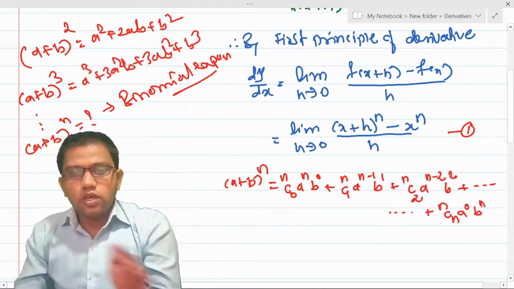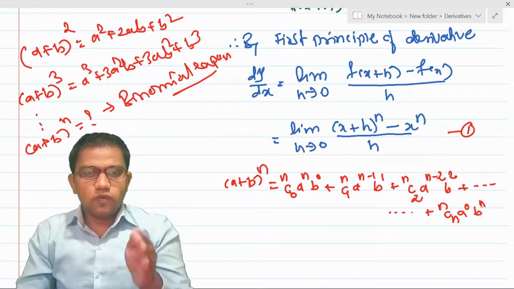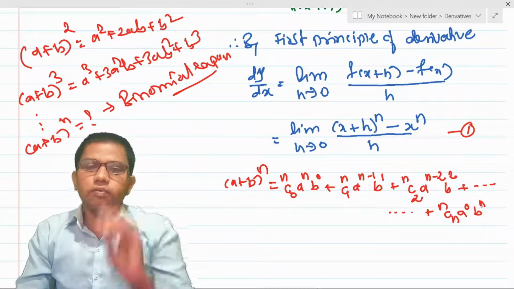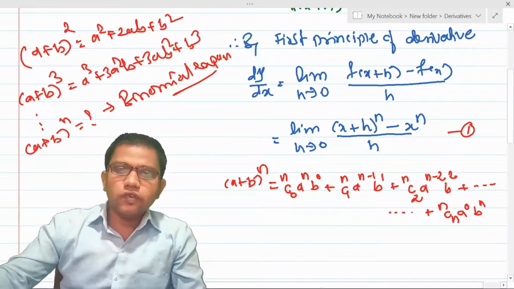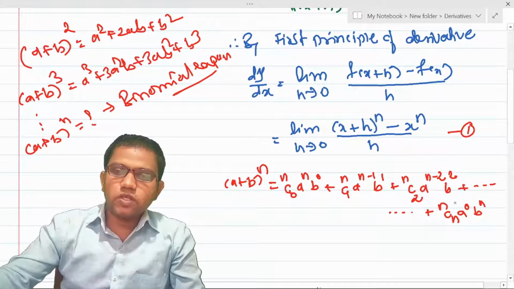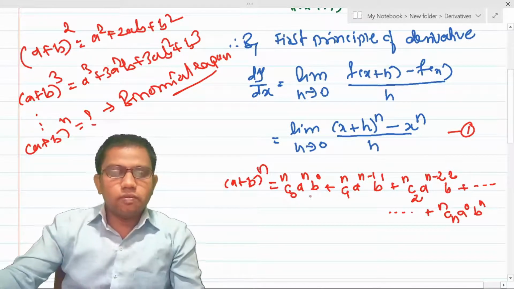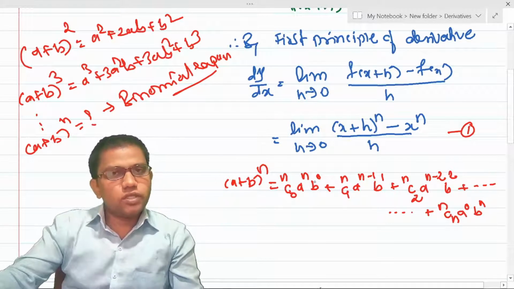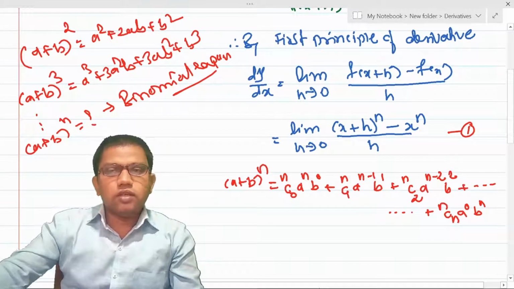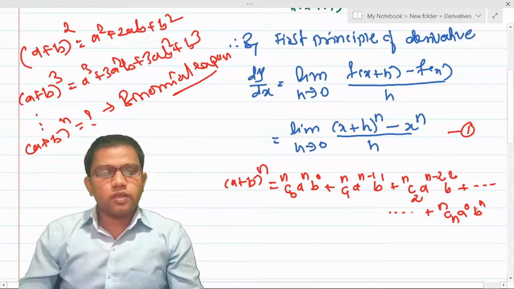If you observe, you can see that the power of a keeps decreasing and the power of b is increasing here. See, in the first term the power of a is n, in the second term the power of a is n minus 1, then n minus 2, and in the last term the power of a is 0. And what about the power of b? The power of b is 0 in the first term, 1 in the second, 2 in the third, and so on. In the last term the power of b is n.